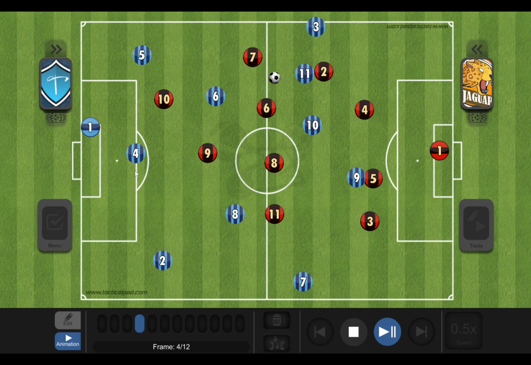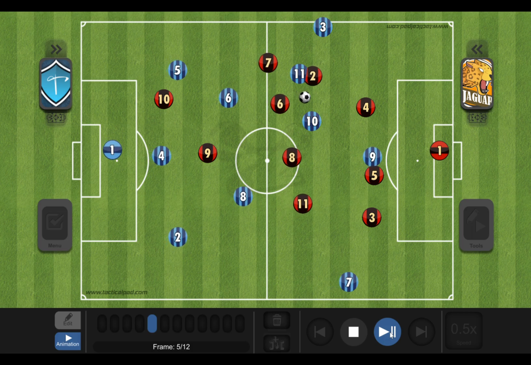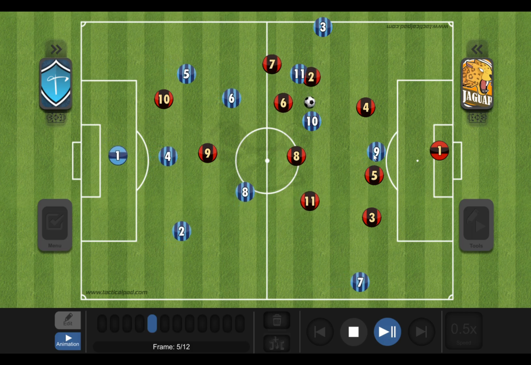We have 3 in the back, 2, 4, 5, and 6 and 8, which are staying deeper in that 5 and 5 system I highlighted earlier. So we can see here, 11 lays off to the 10. The 9 is making a diagonal run to try and get the ball into space, which could happen.